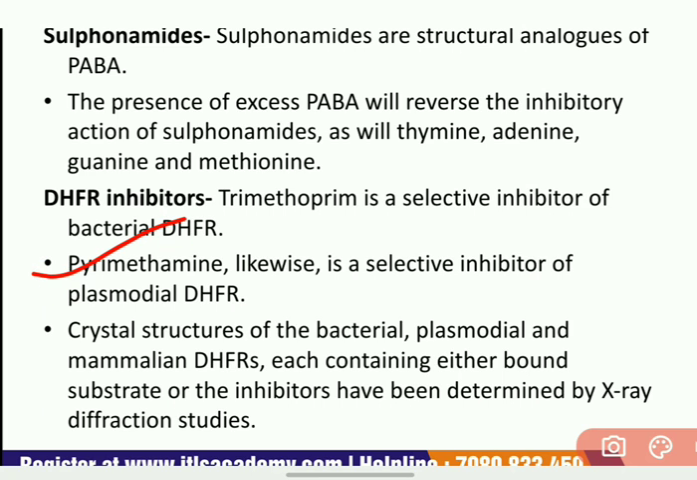Pyrimethamine, likewise, is a selective inhibitor of plasmodial dihydrofolate reductase. Here, these both are structural analogues of the dihydropteroic acid portion of the dihydrofolate substrate.